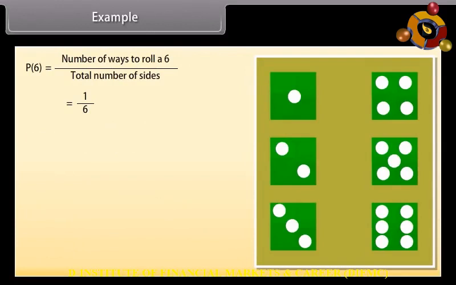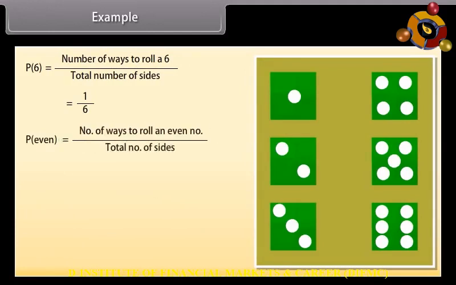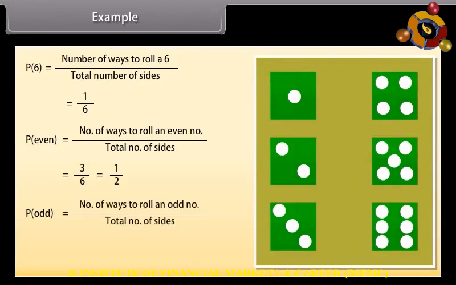Now we can see that the number of ways to roll an even number is 3. We can find the probability as P(even) is equal to number of ways to roll an even number upon total number of sides, which is equal to 3 upon 6, which is 1 upon 2. And the number of ways to roll an odd number is also 3, so the probability P(odd) is equal to number of ways to roll an odd number upon total number of sides, which is equal to 3 upon 6, which is 1 upon 2.